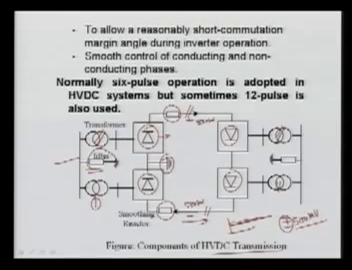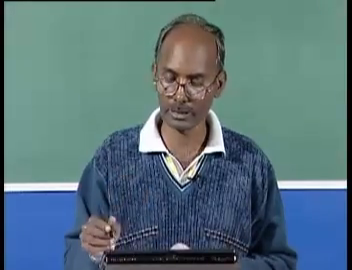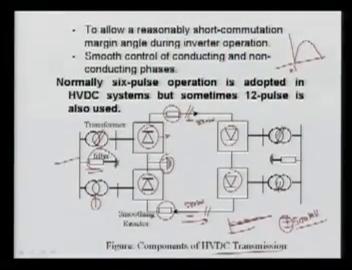Another requirement is to allow a reasonable commutation margin angle during the inverter operation. Now what is this? Normally, if you remember, for any sinusoidal voltage across a thyristor that is going to appear positive, where alpha is 0, we can turn on at any point during the period 0 to pi. If you turn on before pi by 2, this will give you positive voltage. If you turn on just after this, it will give you negative voltage.